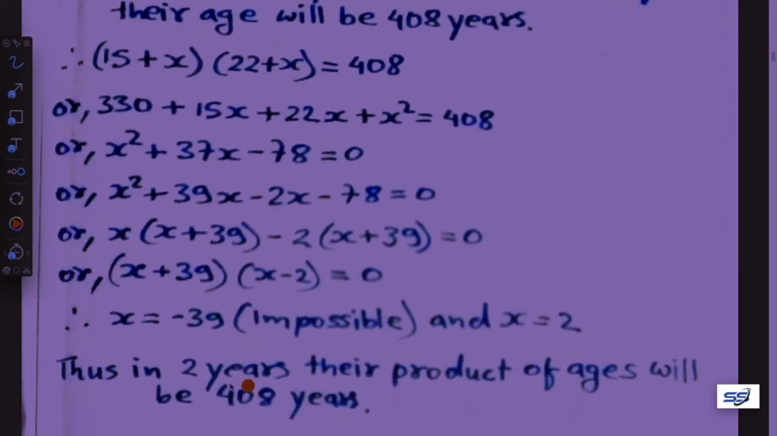It means that in 2 years, the product of their ages will be 408 years. It means here about this 15 years and 22 years, after 2 years the product of the ages of 15 years and 22 years will be 408. It means our required solution is 2 years. And this is our answer.